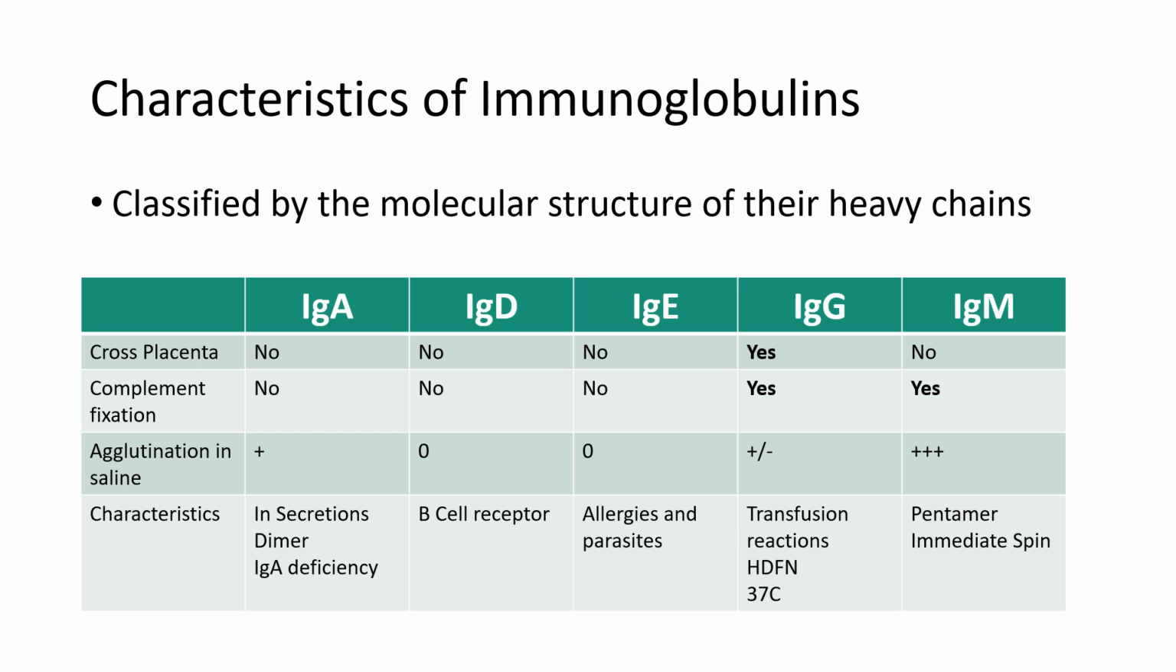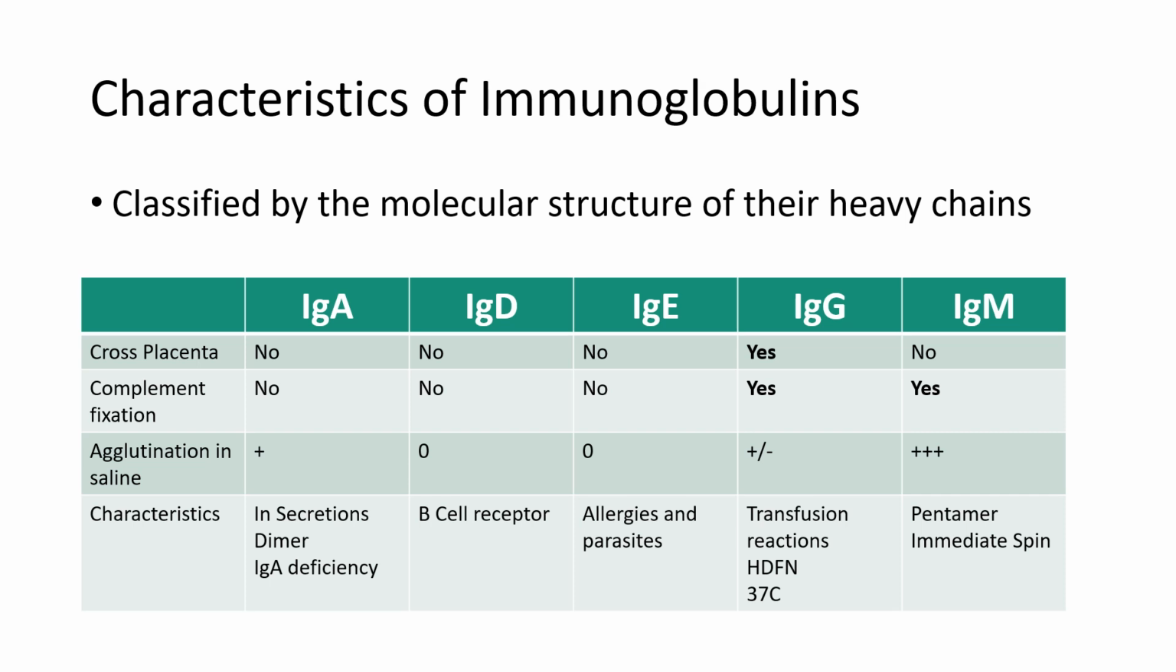This chart shows you the characteristics of the different types of immunoglobulins, which are classified by the molecular structure of their heavy chains. So we have IgA, IgD, IgE, IgG, and IgM. IgG, IgM, and IgA are the ones that are most clinically significant in blood banking. IgG and IgM can both activate complement, which can be dangerous when you're talking about activating it on a red blood cell. And IgG can cross the placenta, which can cause problems in hemolytic disease of the fetus and newborn.